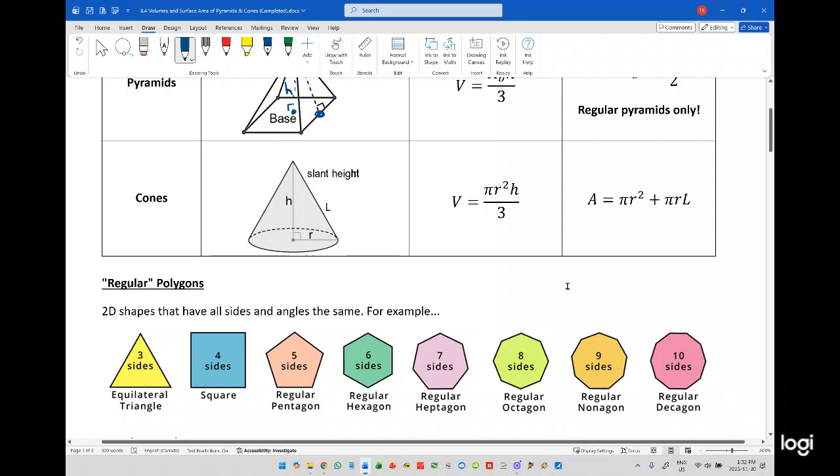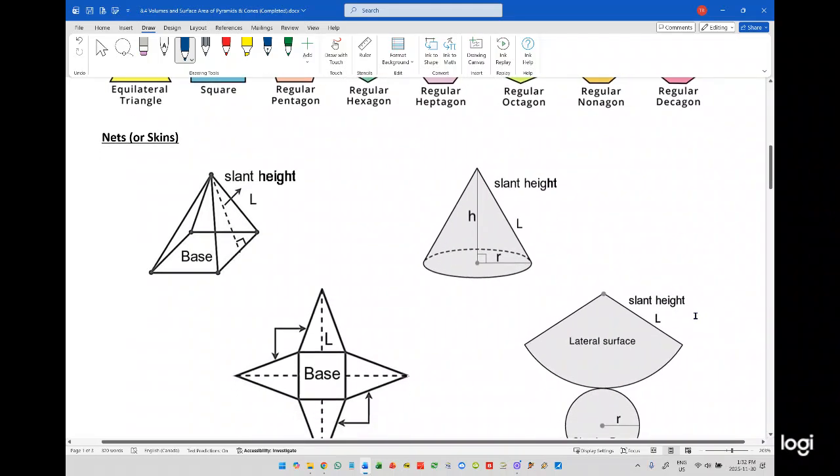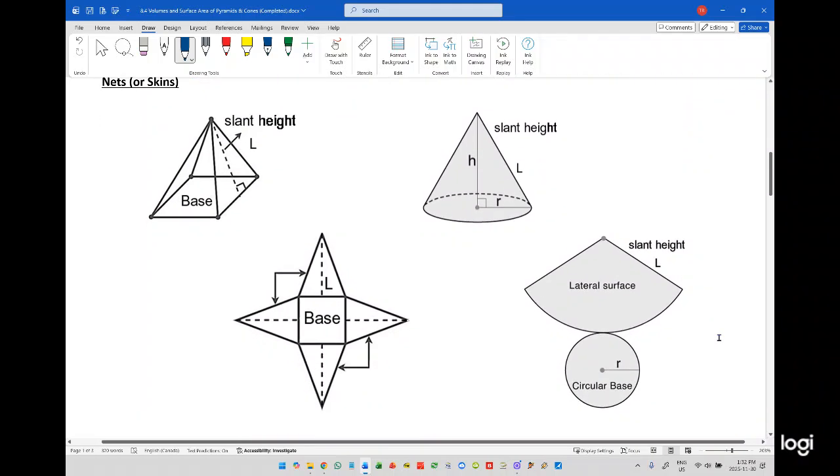And similar to yesterday, I'm actually going to go down and just show you the skins for these. Okay. So the skin for, in this case, a square-based pyramid is going to be a square. That's the bottom. And then you're going to have 4 identical triangles. The height on each of the two-dimensional triangles is equal to the slant height of the pyramid itself. And then obviously its base is whatever the side length of the square is.